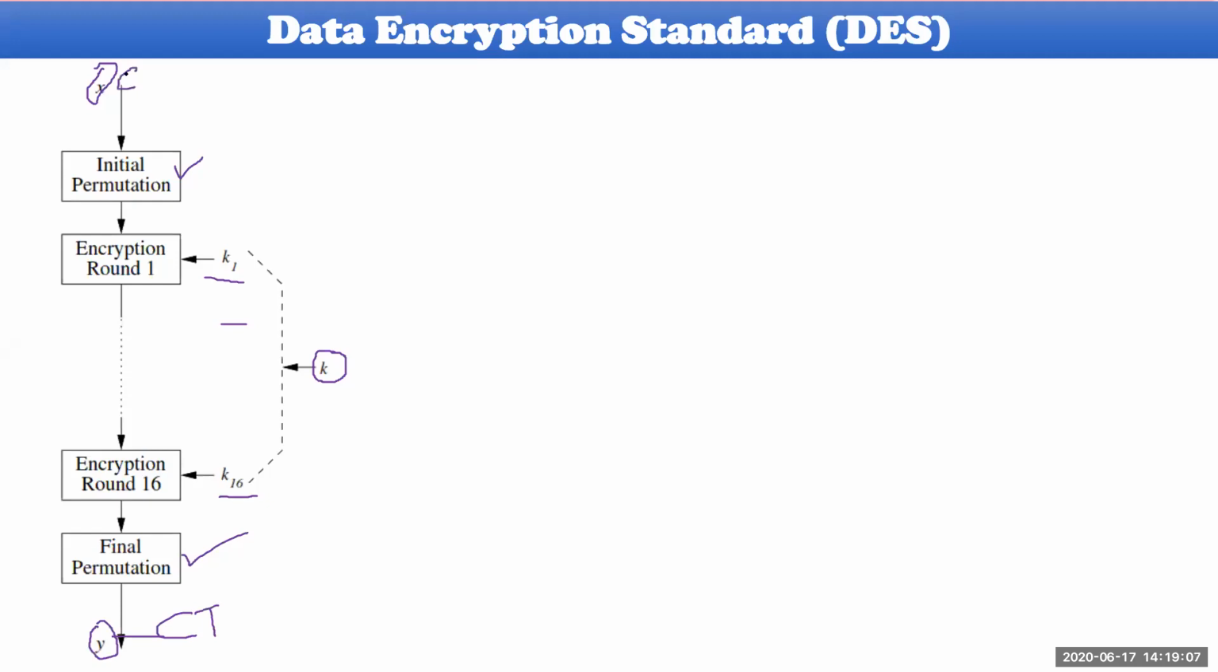This is called the plain text here. At each and every round, what exactly is happening? What exactly is happening in each round in terms of the round function? Look at this: Li, where i is equal to 1 to 16.